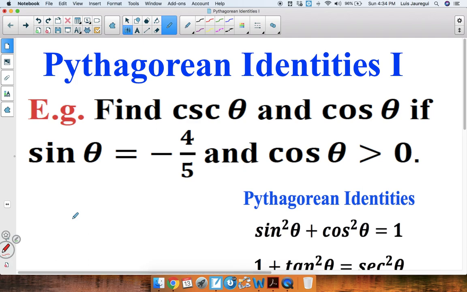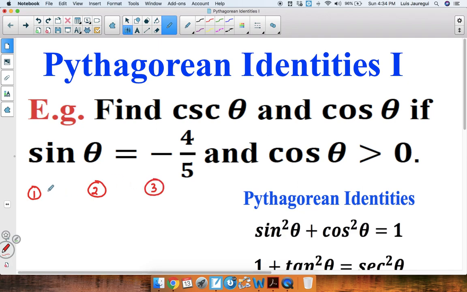Find cosecant of theta and cosine of theta if sine of theta is equal to negative 4/5 and cosine of theta is positive. In order for us to come up with the values of interest, we're going to use a three-step process, namely the following.